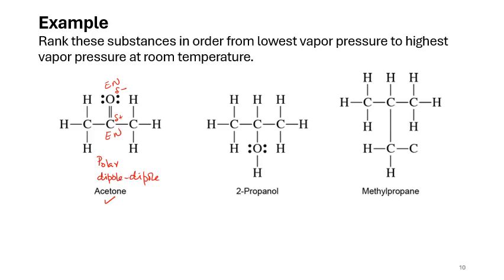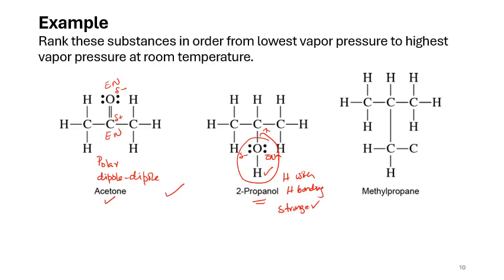Again, here I can see oxygen. Its electronegativity is higher than carbon and hydrogen, right? So this oxygen will be slightly negative, and I also know that it is connected to hydrogen here. So there is a possibility of forming a hydrogen bond here, because it is hydrogen with an electronegative element, hydrogen with oxygen. So I can have hydrogen bonding in this case. In 2-propanol, I will have hydrogen bonding, which is stronger than dipole-dipole.